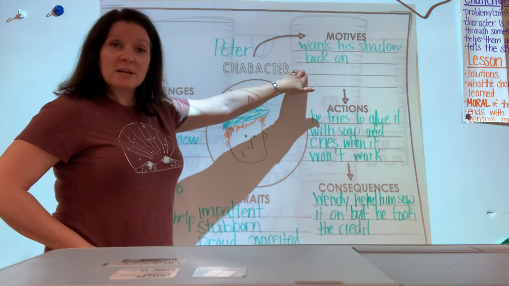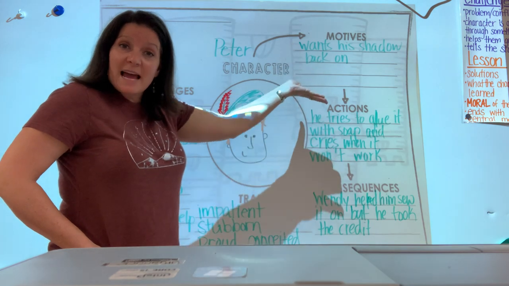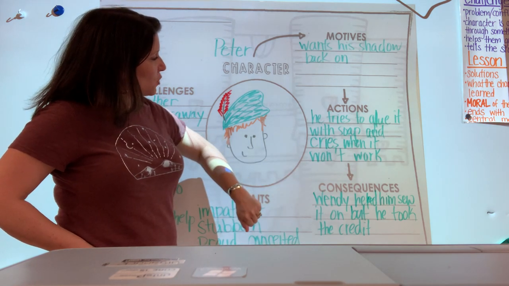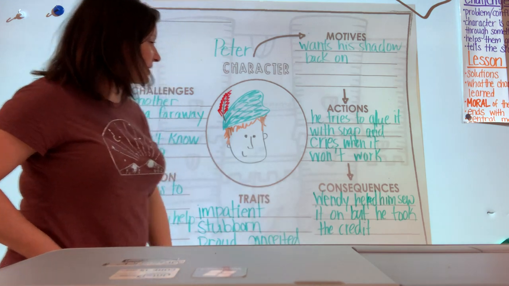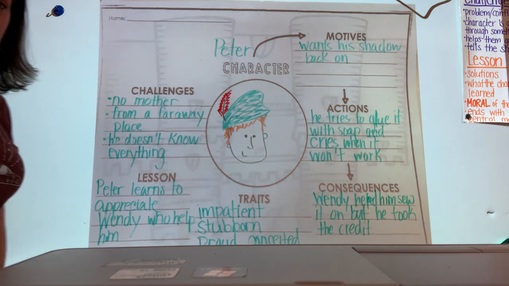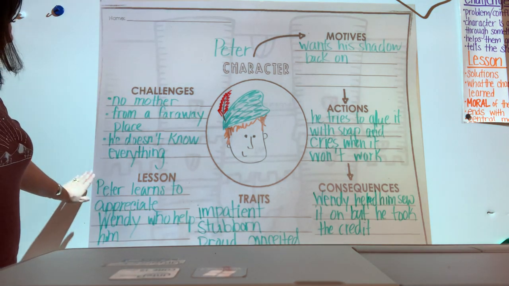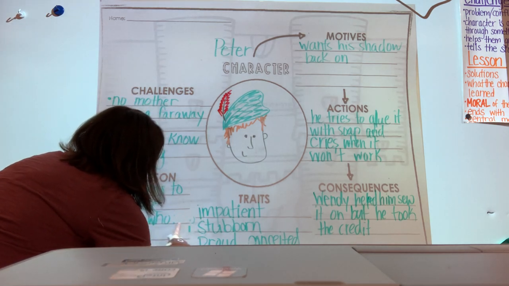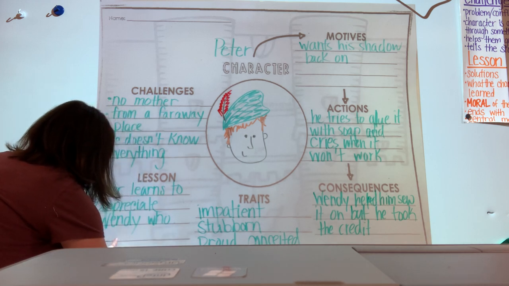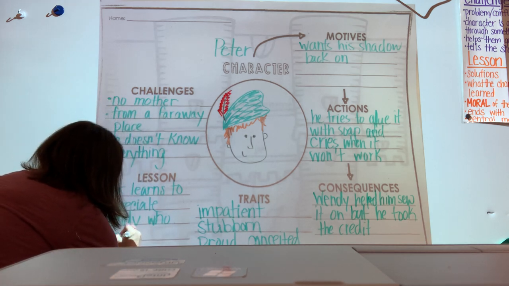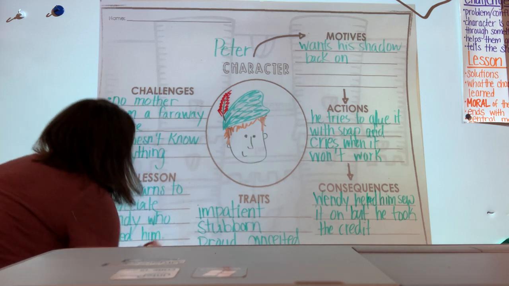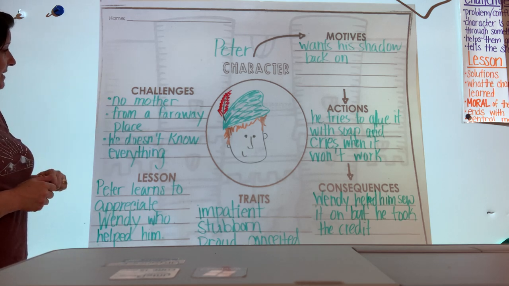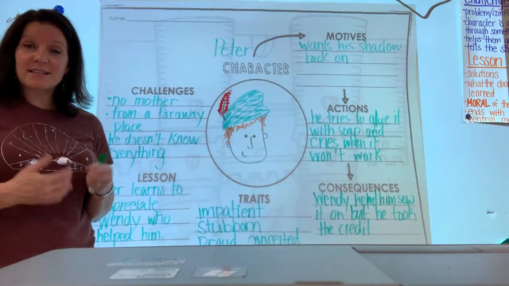So I'm not going to write clever there, even though it seems like it's right there in the text. So his motives are that he wants his shadow back on. The motive is, why does he act the way he acts? What does he want in the story? The actions are, he tries to glue it on with soap and cries when it won't work. His consequences: Wendy helped him sew it on, but he took the credit and it upset Wendy. The lesson he learned: Peter learns to appreciate Wendy, who helps him. And the challenges he faces in our story is that he has no mother, he's from a faraway place, and he doesn't know everything.